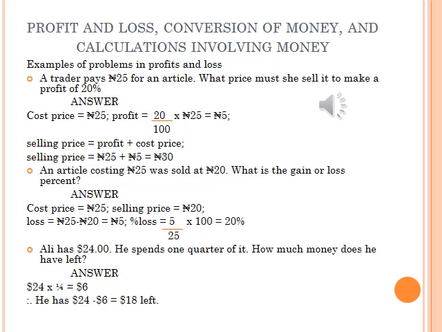Question 3. Ali has $24. He spent 1/4 of it. How much money does he have left? Answer. $24 times 1/4 will give us $6. To know how much money Ali has left, we will subtract $6 from $24, which will give us $18 left.